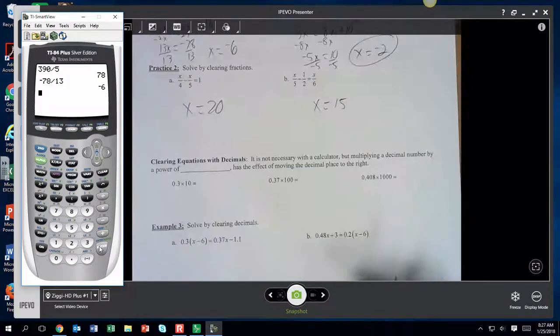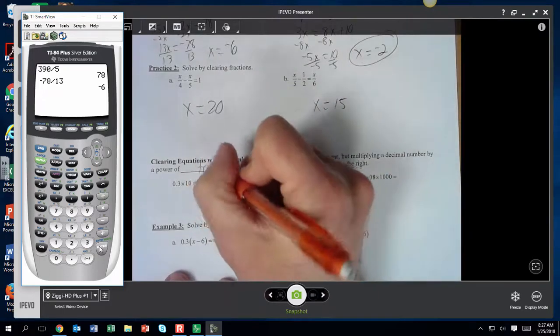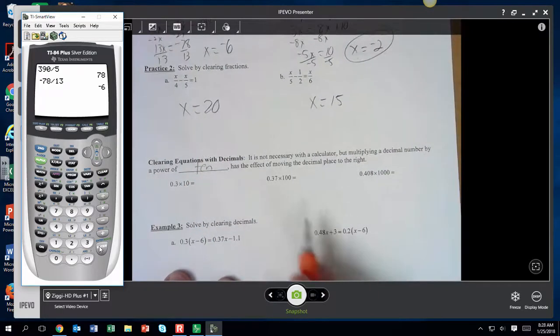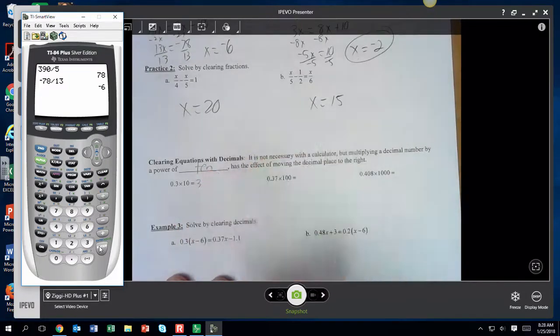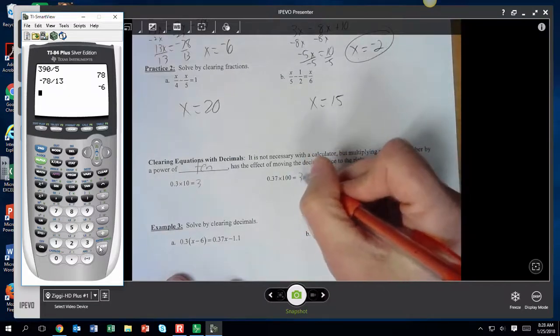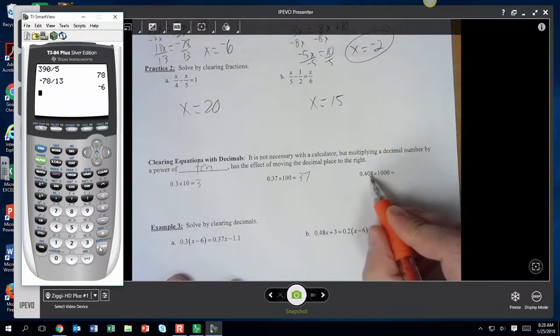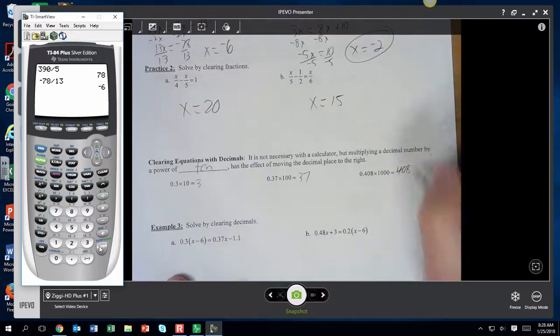I can do the same thing if I have decimals. It's not necessary with a calculator, but multiplying a decimal number by a power of 10 has the effect of moving the decimal place to the right. So 0.3 times 10 is going to give me 3. 0.37 times 100 is going to give me 37. And 408 thousandths times 1,000 is going to give me 408.